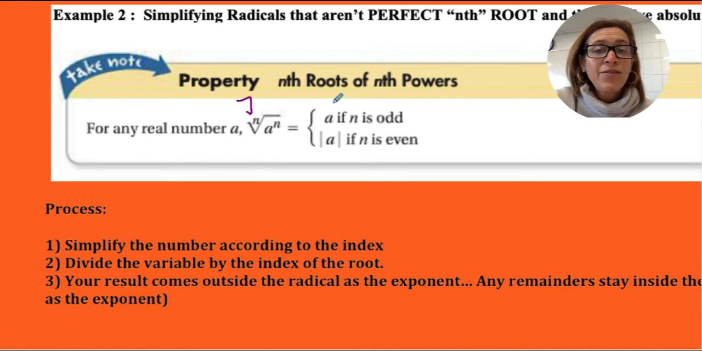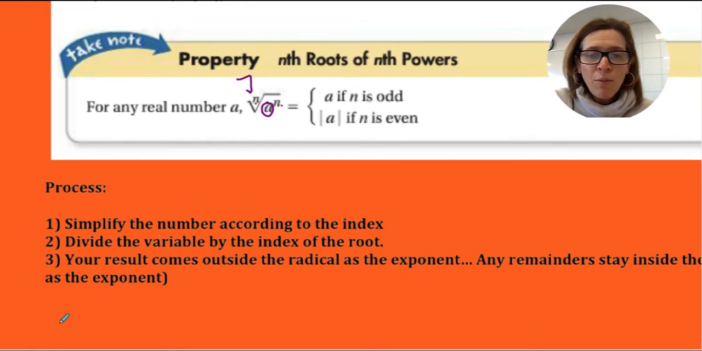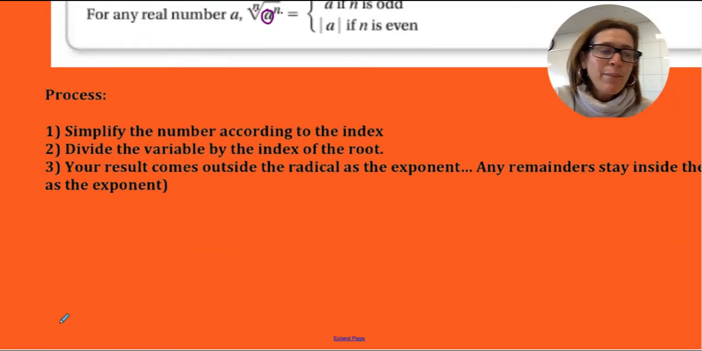But if we have the nth root of a to the n, if n is odd, then the answer would just be a. Meaning if these are exactly the same, you'd be left with an a. But if n is even, then you have to remember that you're going to take the absolute value of the a. Okay? And we'll talk more about that in class. All right, but let's look at some examples that don't work out so pretty.